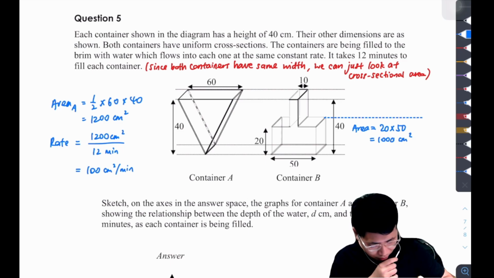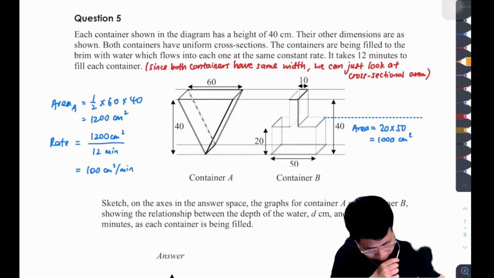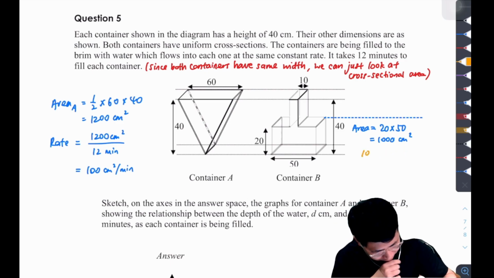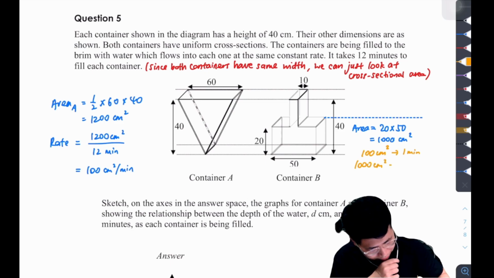So how long will it take to fill? Let's make use of this information over here. Sorry, the other way around: 100 cm square can be filled in 1 minute. So over here we have 1000 cm square, and this bottom part will take us 10 minutes.